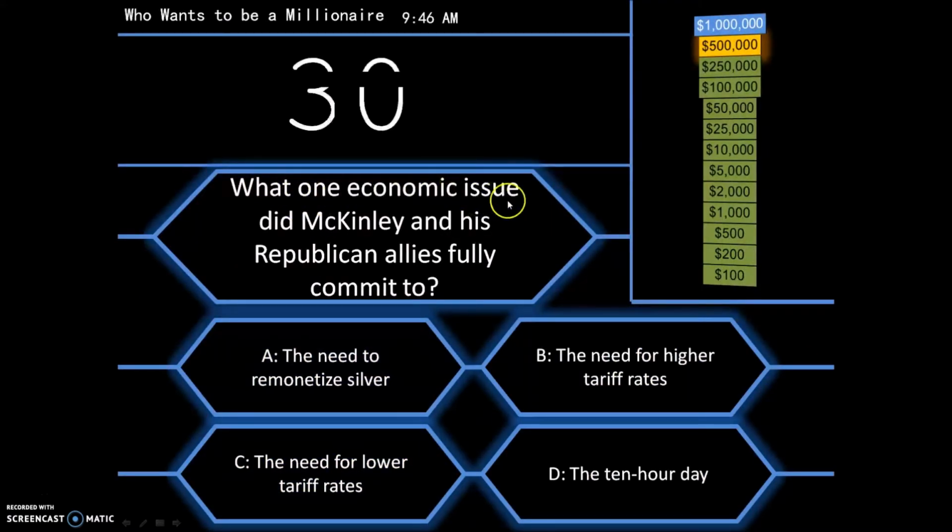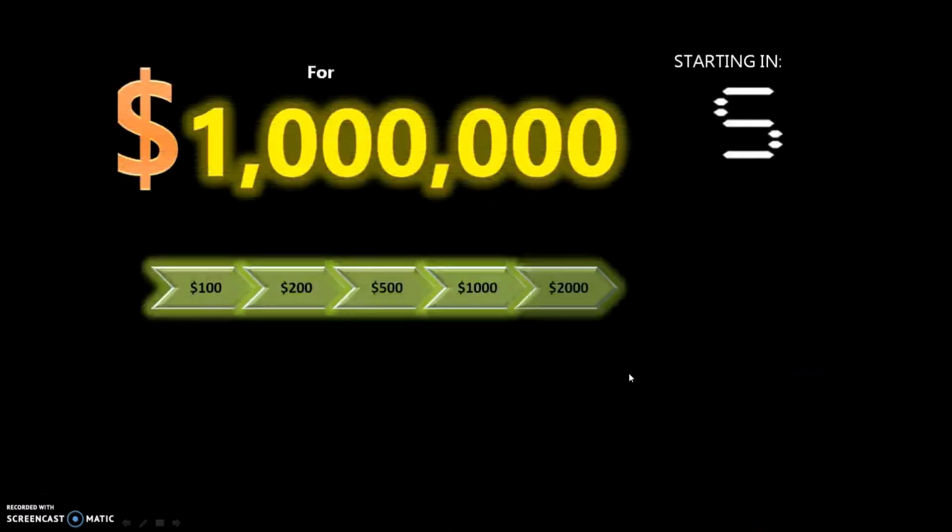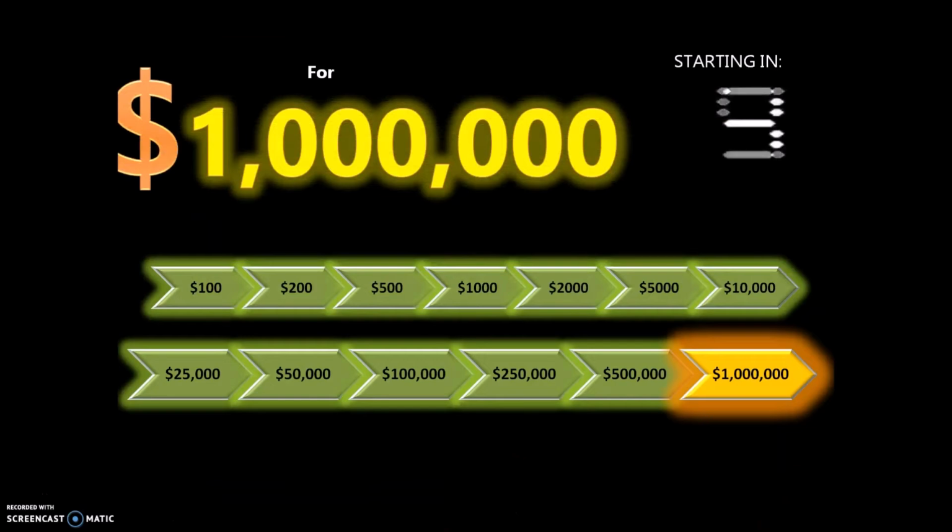What economic issue did McKinley and his Republican allies fully commit to? A. The need to remonetize silver. B. The need for higher tariff rates. C. The need for lower tariff rates. Or D. The 10-hour day. So of course, the Republicans, they wanted the higher tariff rates. And the last question.